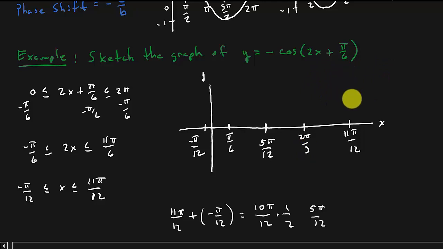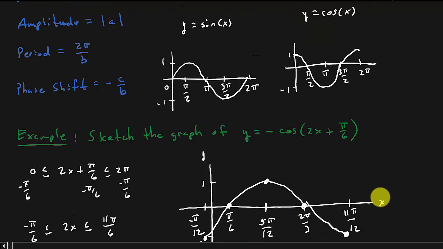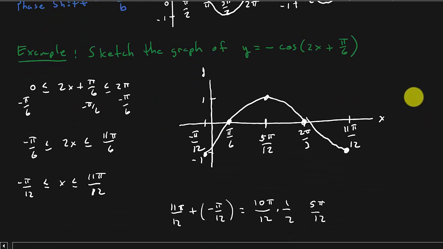Now, remember, let's say we've got 1, we've got negative 1. Remember, cosine starts out at 1, but since I have a negative in front, it's going to come down here. We've got to start here at negative pi over 12. And then cosine goes to 0. And then cosine usually goes to a minimum, but since I have a negative in front, that's going to be a maximum, 0, and then it's going to come back down here. So it's kind of like it takes that cosine function and just flips it. Okay, but there's your graph.